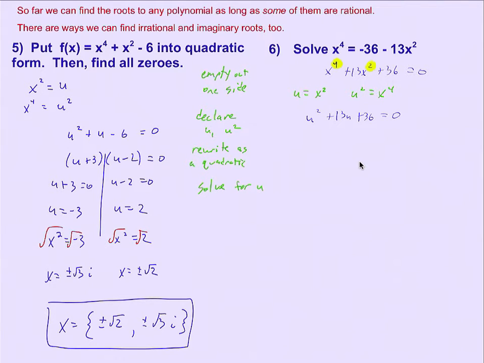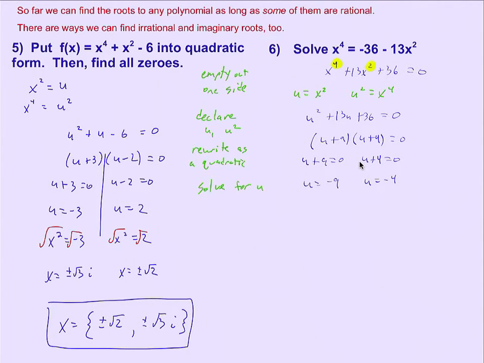This one, again, factors. I'm not sure why I was so kind both times today. To u plus 9 times u plus 4. And make sure you're actually doing all the work on this. Split and solve. Don't take shortcuts here. So our solutions for u are u could be -9 or u could be -4.